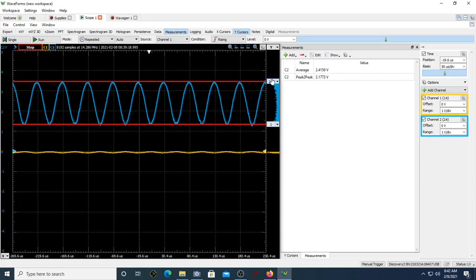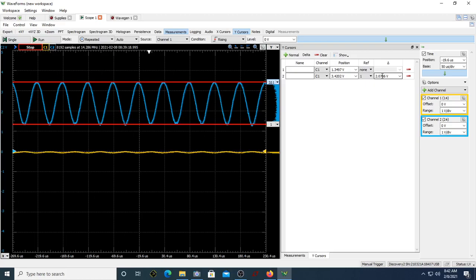This is an approximate value. You can see now it is 2.17. This is using peak to peak. Let me just measure it using this. Now it is 2.07. So this is fine. So V out peak to peak is 2.07 volt.